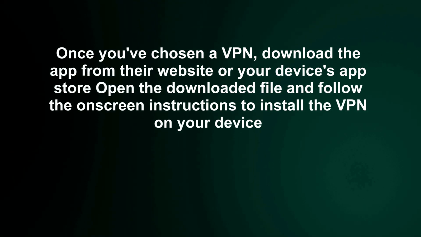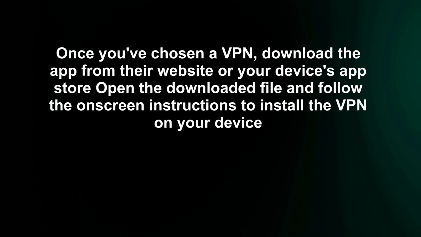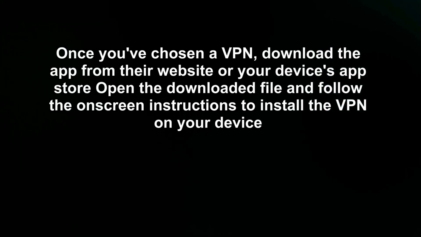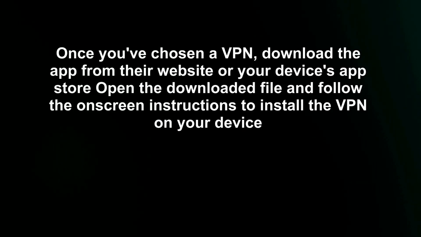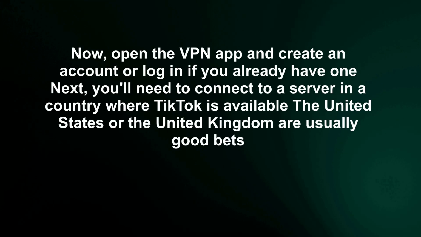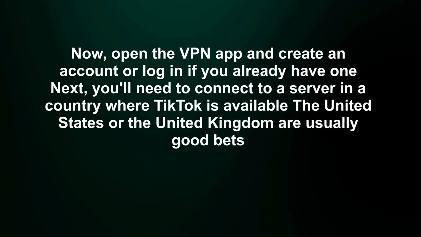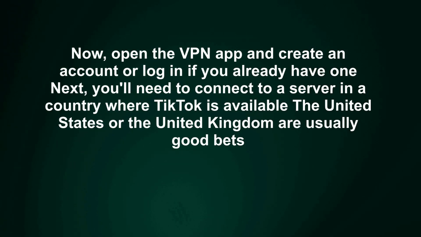Once you've chosen a VPN, download the app from their website or your device's app store. Open the downloaded file and follow the on-screen instructions to install the VPN on your device. Now, open the VPN app and create an account or log in if you already have one.